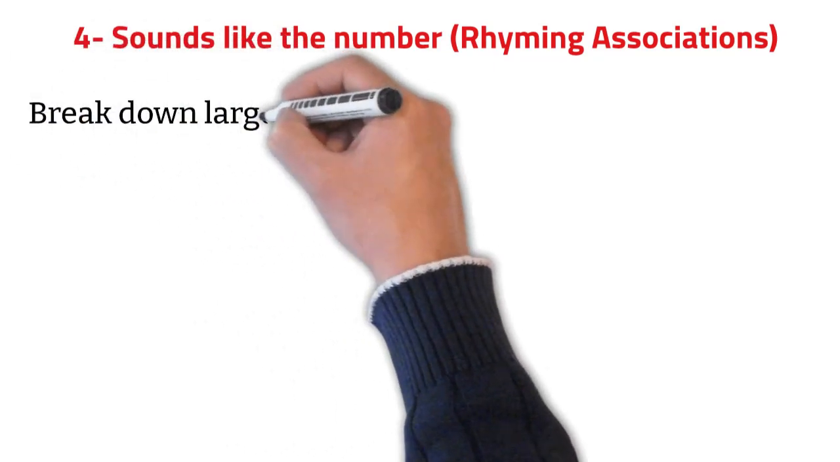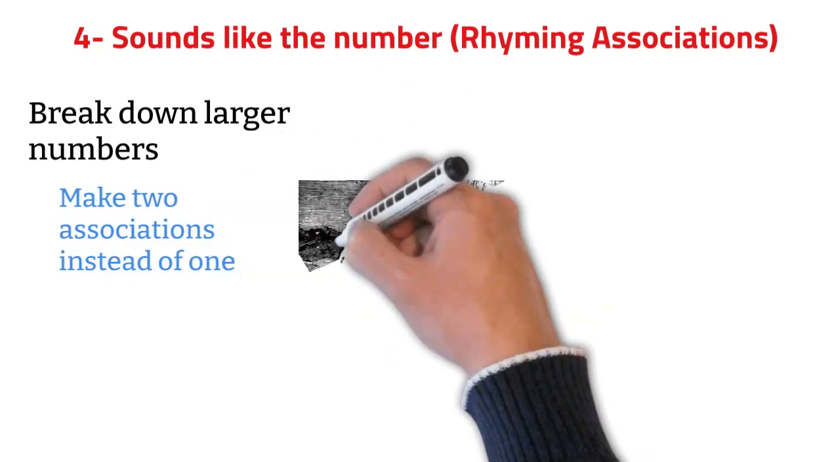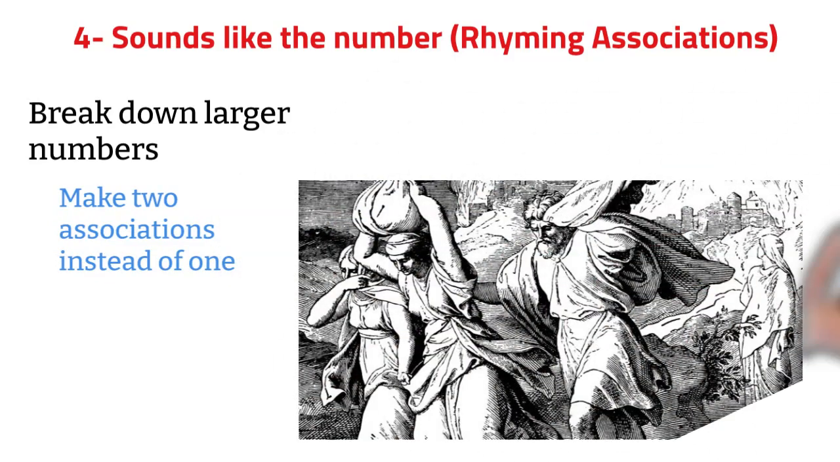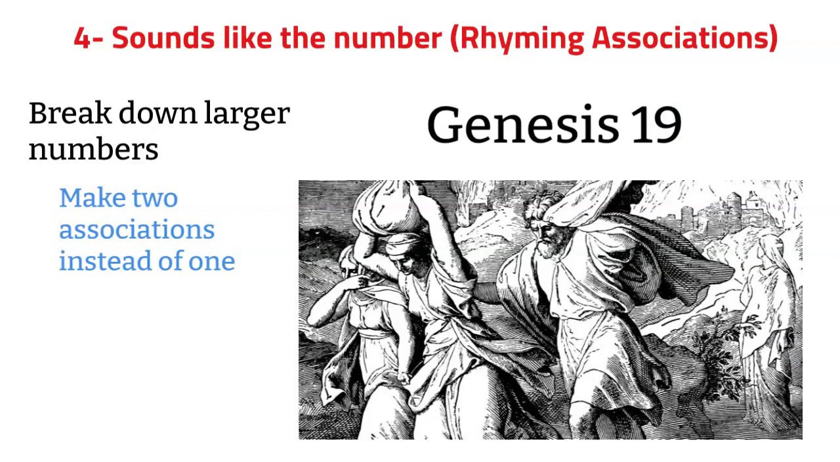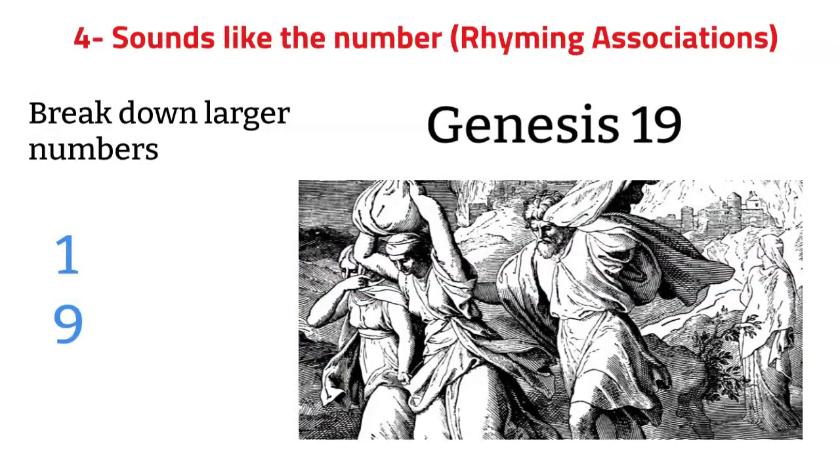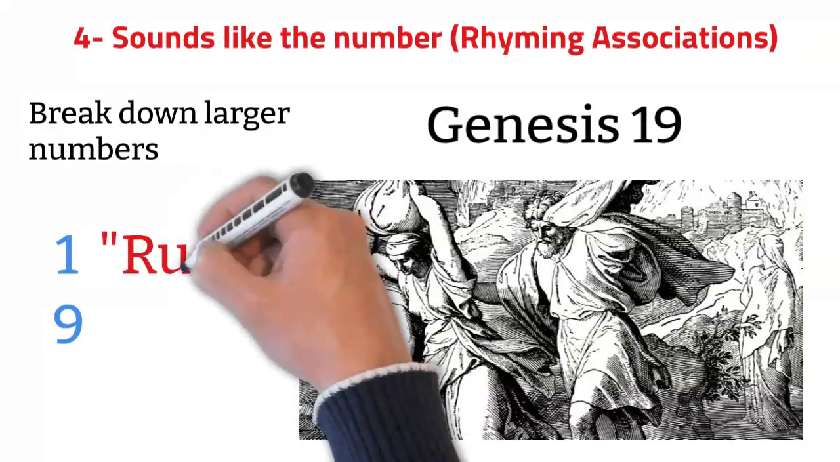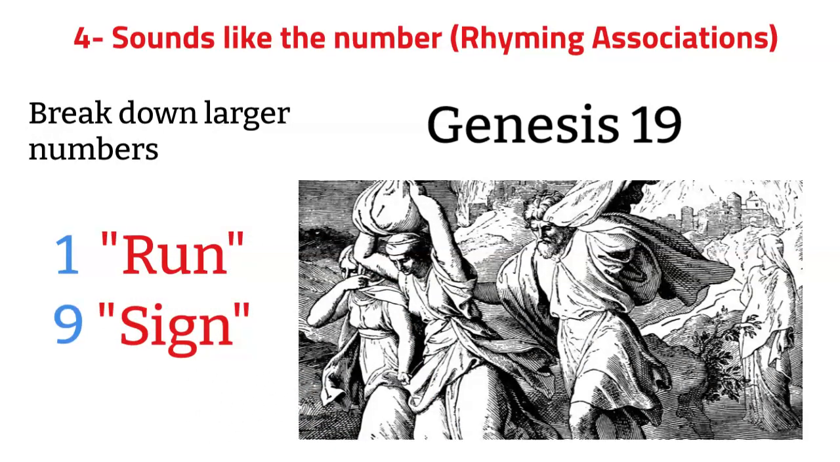You can break down larger numbers into single digits, then make 2 associations instead of 1. For example, the destruction of Sodom and Gomorrah is found in Genesis 19. If nothing pops out as a substitute for the number 19, break the number down into 2 digits, 1 and 9. 1 run and 9 sign. You run from the city because of the sign coming down from heaven, fire and brimstone.